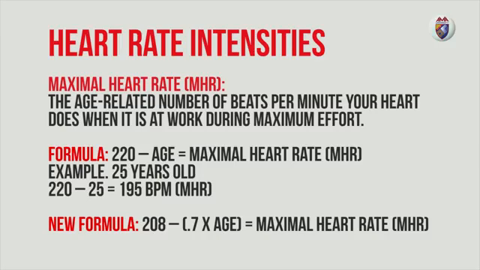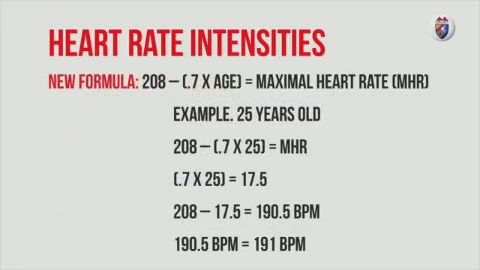This formula has been used for many years, but it has recently changed to accommodate gender, age, and activity level differences. That is why at present, the more accurate formula for determining your maximal heart rate is 208 minus 0.7 times your age is equal to your MHR or maximal heart rate. Now, try computing for your maximal heart rate using this new formula.